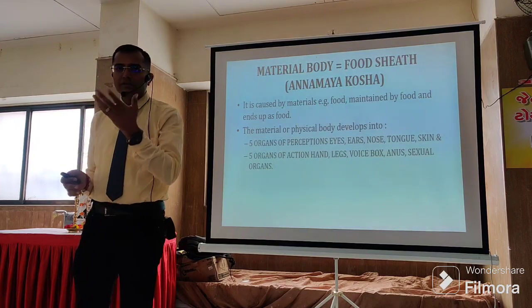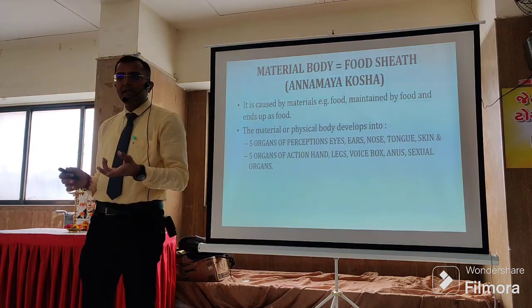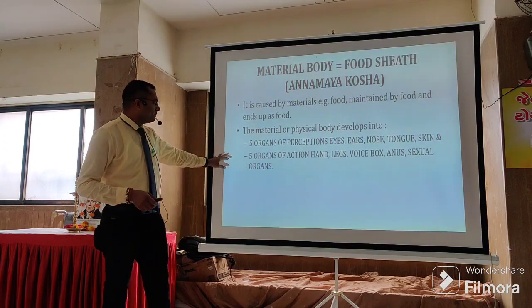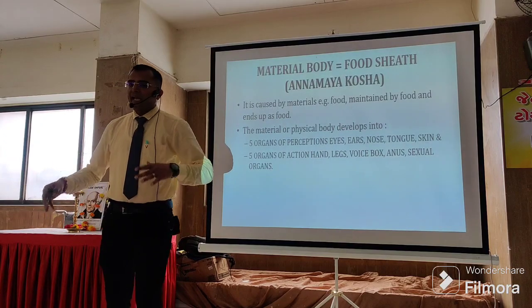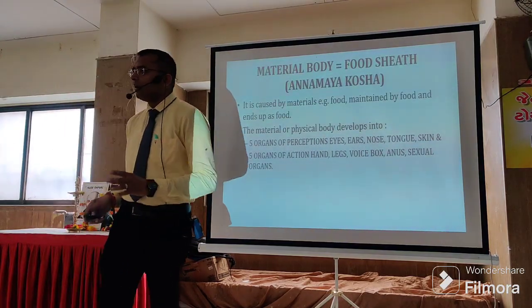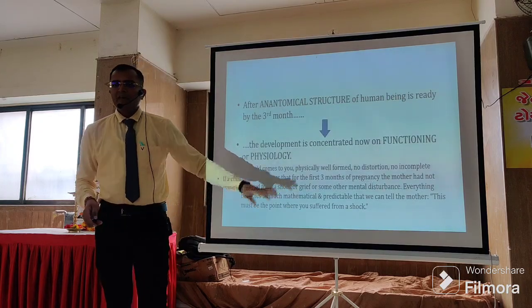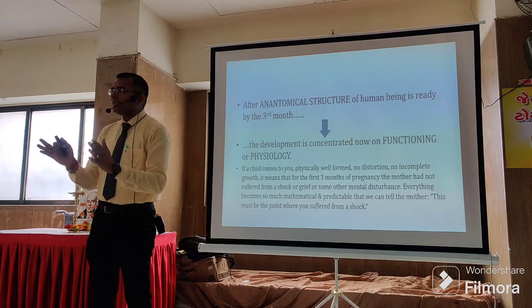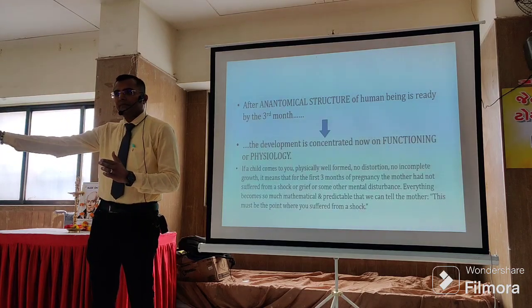If we don't have a nose, can we smell? No. So first anatomy has developed. So these are the 5 organs of perception and the 5 organs of action: hands, legs, voice box, anus and the sexual organ. Okay. After the anatomical structure has been formed in 3 months, if the structure is ready, then there is physiology.